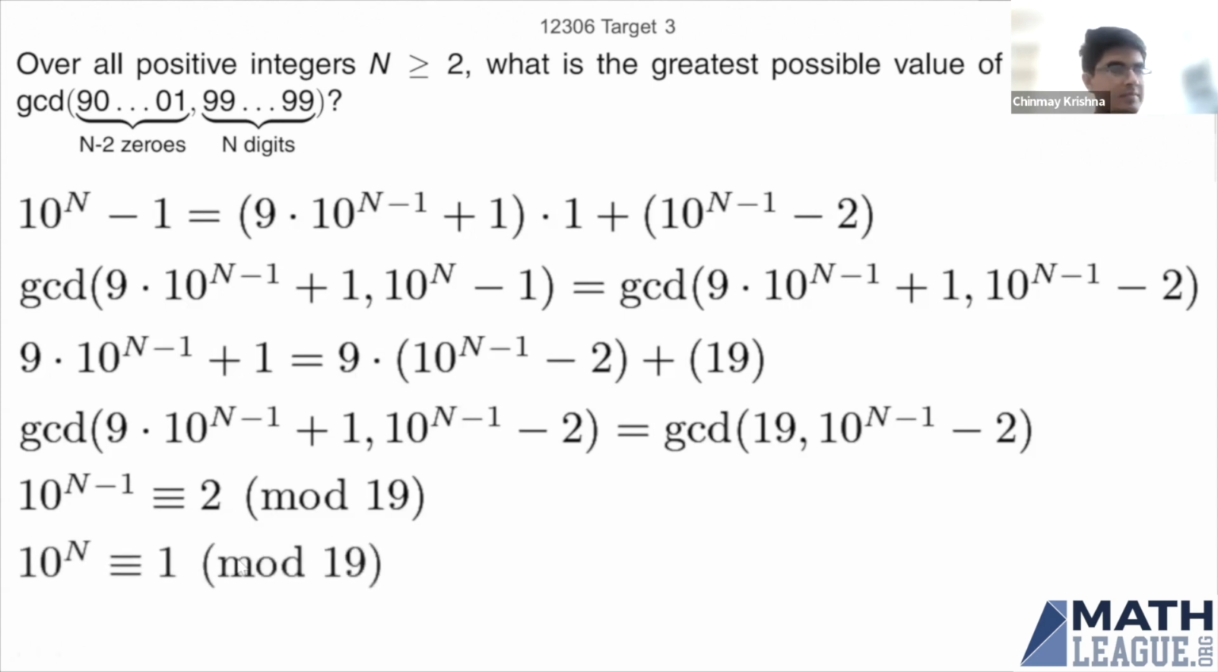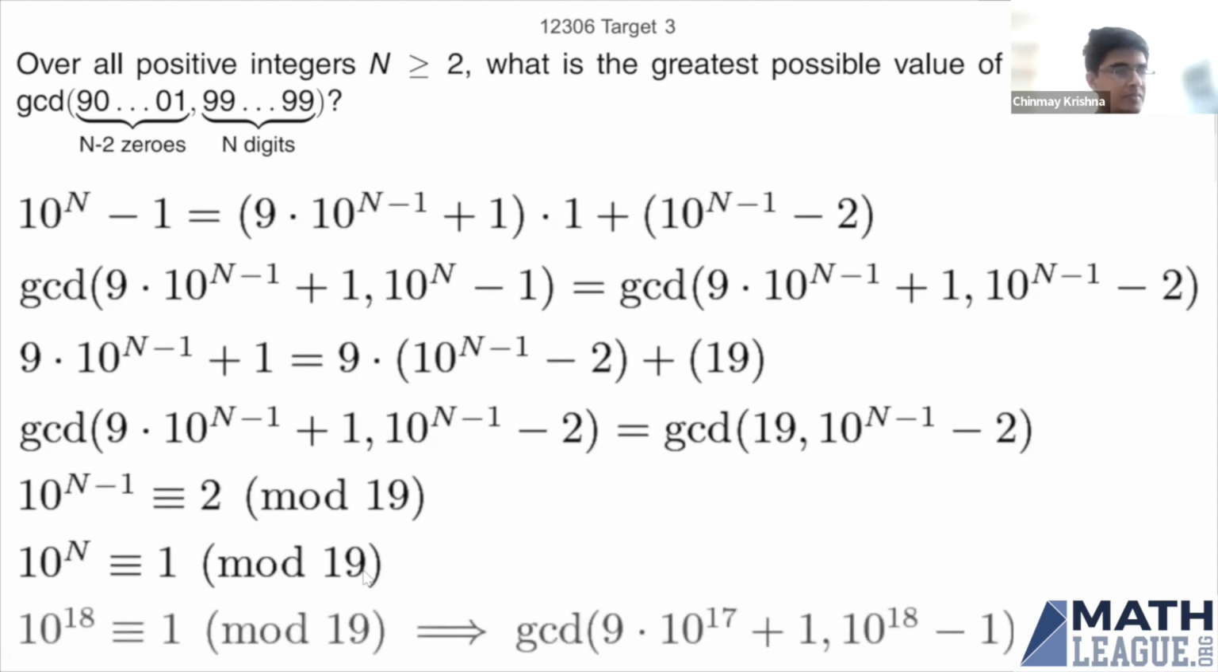And so we can find the value of n using Fermat's little theorem, which tells us that for a prime p, in this case our prime is 19, a number that's not divisible by that prime to the power of 1 less than the prime is congruent to 1 mod that prime. So in this case, we know that when n is equal to 18, 10 to the 18 is congruent to 1 mod 19.